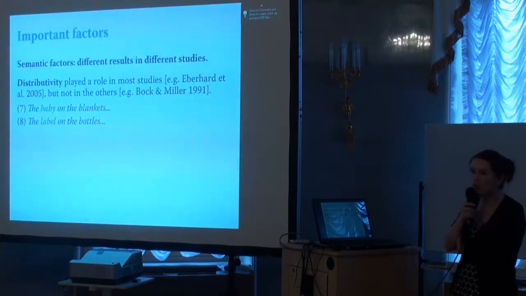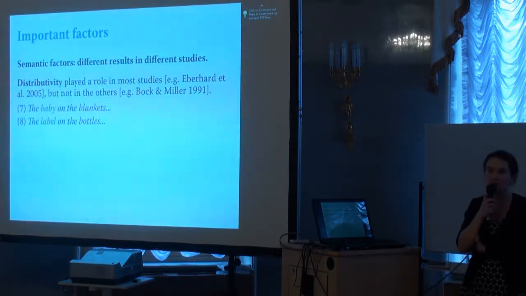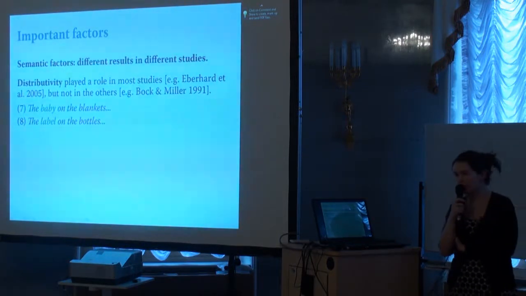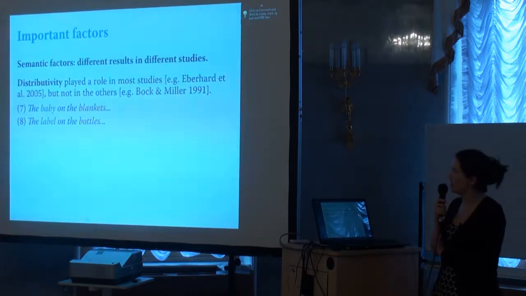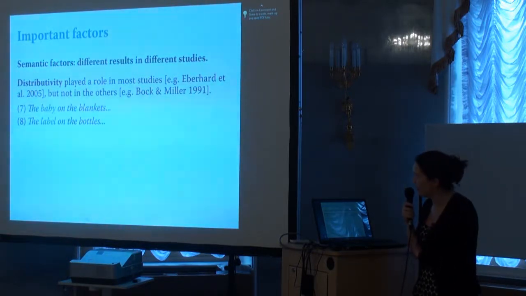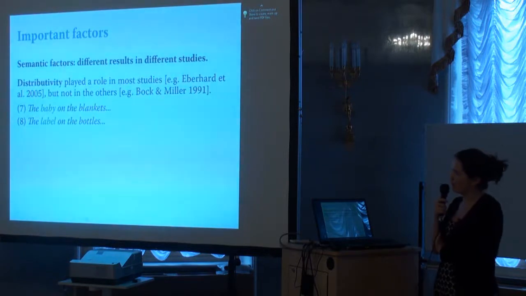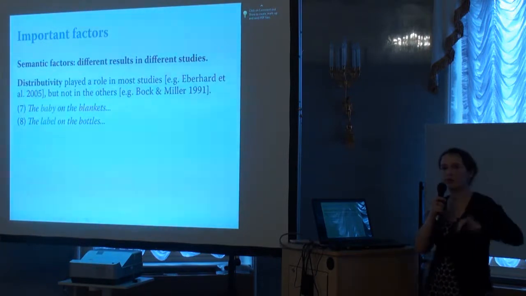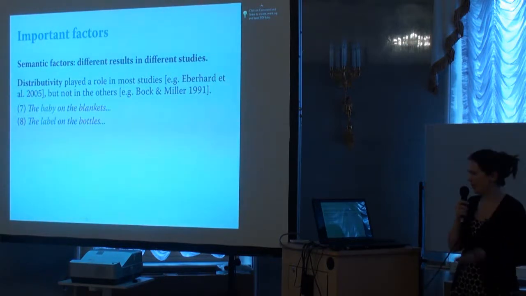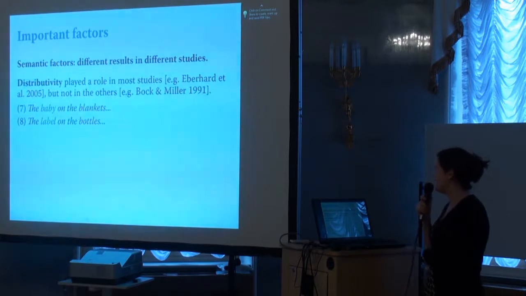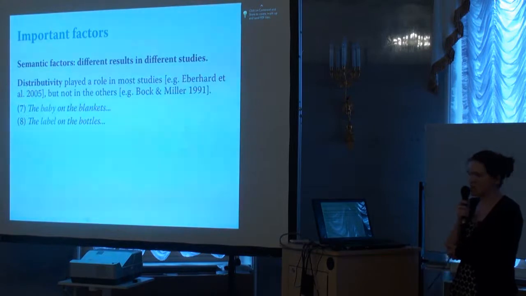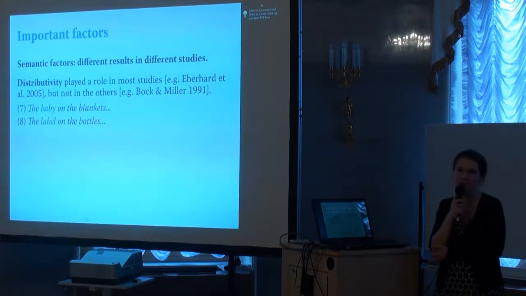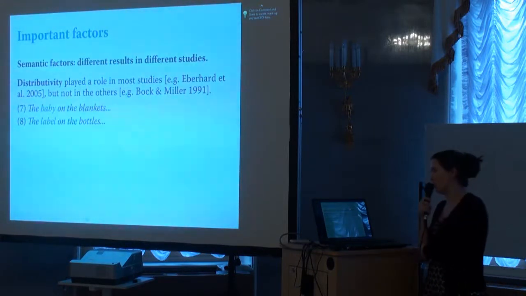So there were more mistakes with the subject phrases like the one in 8, and fewer mistakes with the subject phrases like in 7. But in some studies there was no significant difference. So in this first study that actually launched this whole field of agreement attraction experiments, so in this classical study by Bock and Miller, they didn't find any difference. So distributivity didn't play any role there.